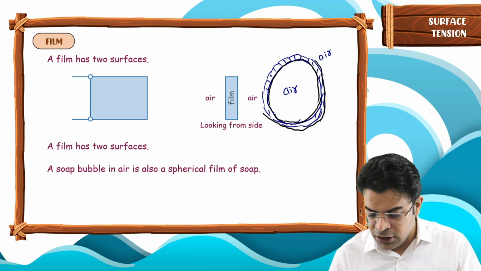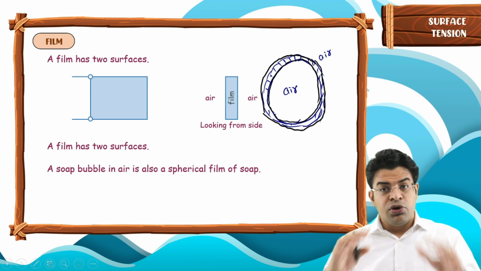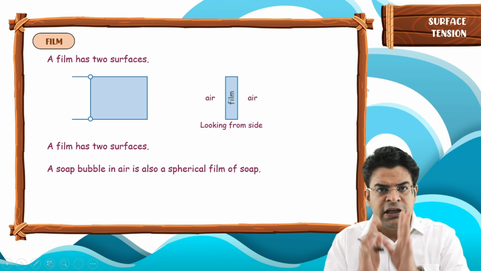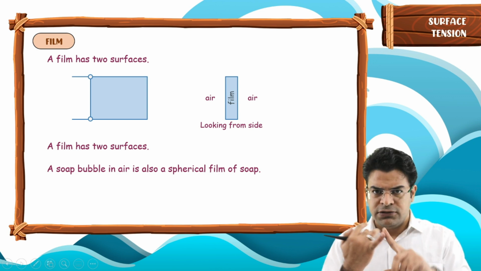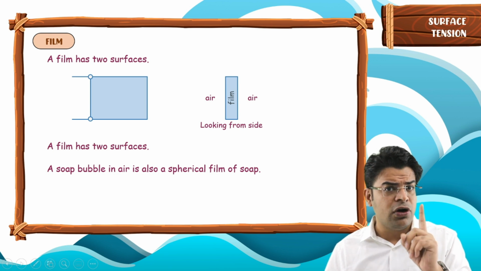So remember that a soap bubble in air also has got two surfaces because it is also a film. Okay, so what we have learned in this particular page, first, a film has got two surfaces. Students do this error all the time. A film has got two surfaces.